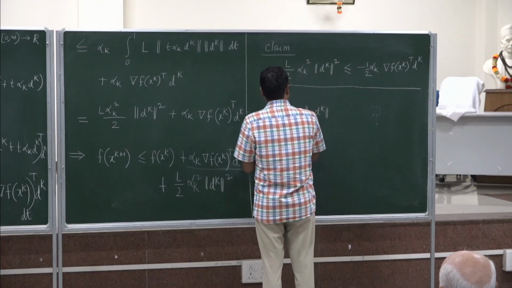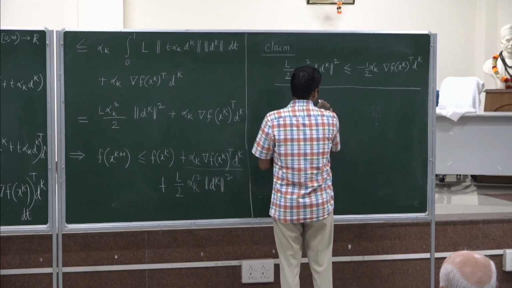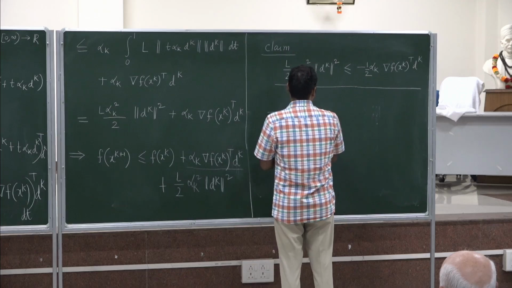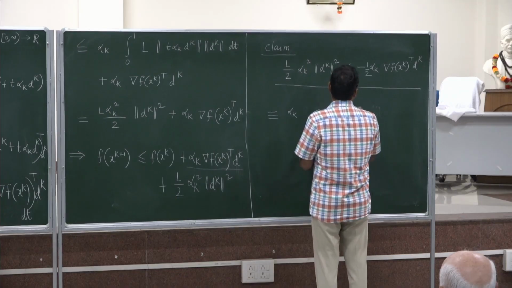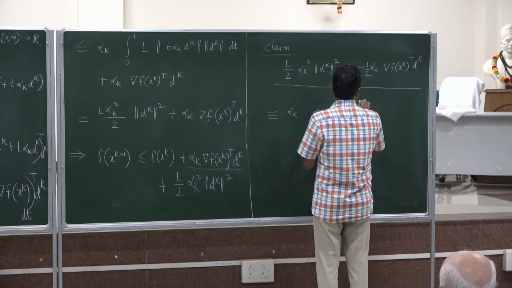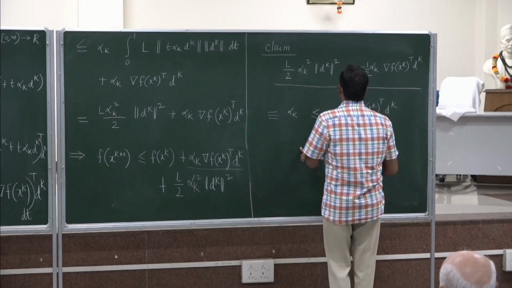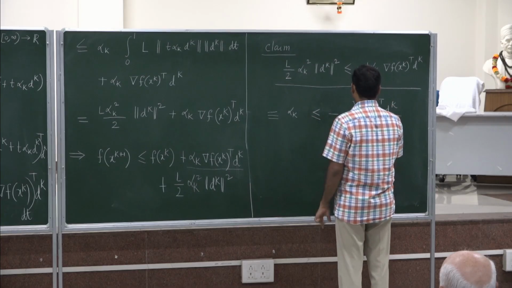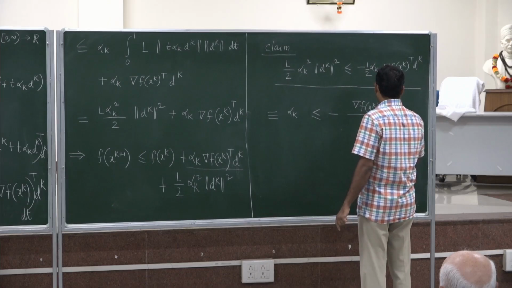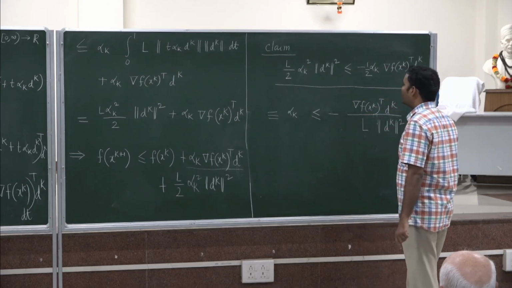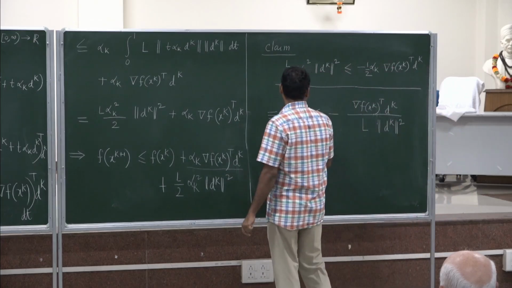Norm of dk, or like alpha k, keep on the left hand side and then push everything on the right hand side. So, this will be less than equal to minus gradient of f(xk) transpose dk divided by L norm of dk square. No term is missed, right? Alpha k. So, this is equivalent of this one.